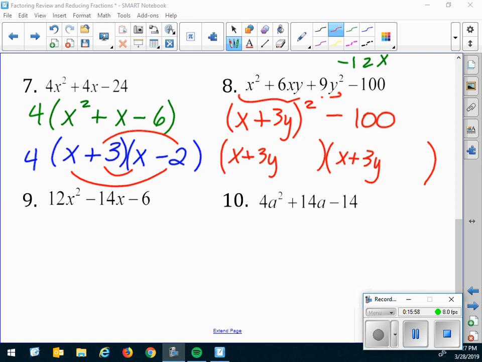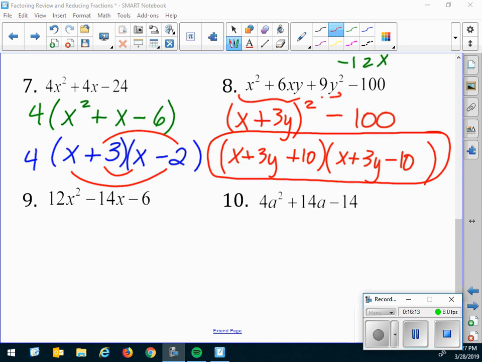If this had been x squared minus 100, you'd have done x and x and plus 10 and minus 10. That's what we're going to do here, plus 10 and minus 10. I don't know if you remember, but these were the toughest ones for us. The 3 by 1.